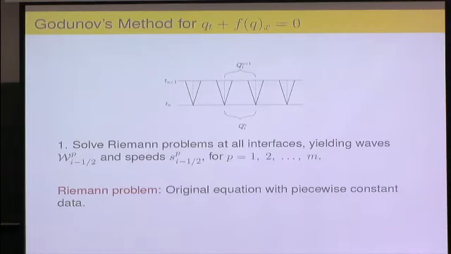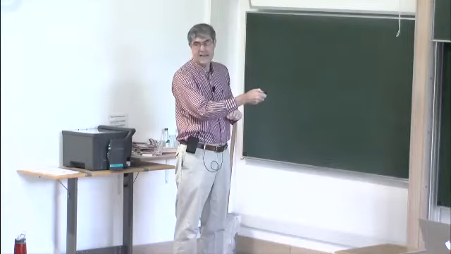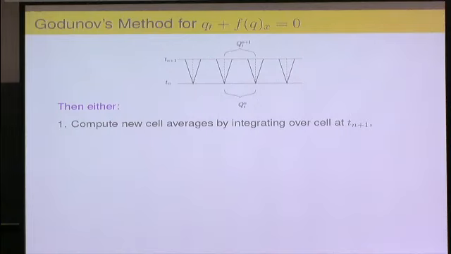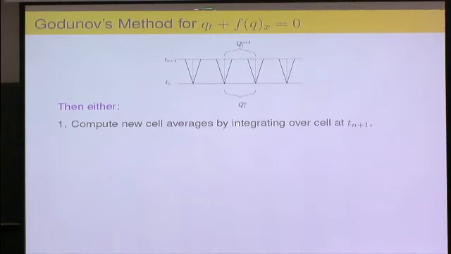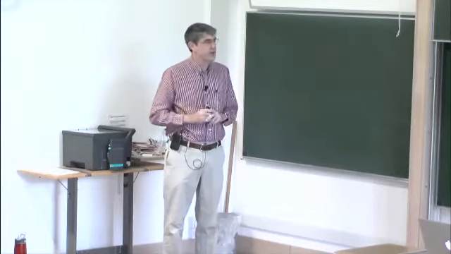And then after doing that, one way to think of it is that you simply take this structure that is the exact solution with this piecewise constant initial data, and then average that solution over each grid cell to get the new cell average at the end of the time step, and that's used to then define the piecewise constant function at the beginning of the next time step. So conceptually, that's what Godunov's method is.